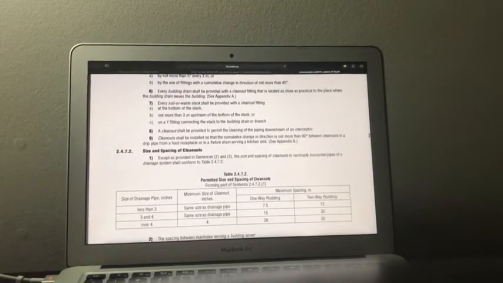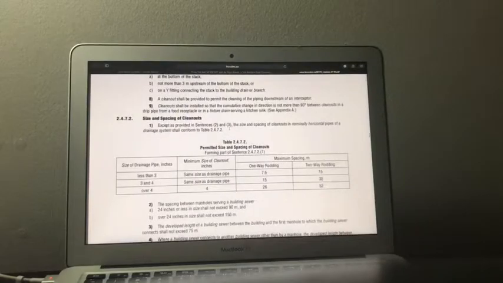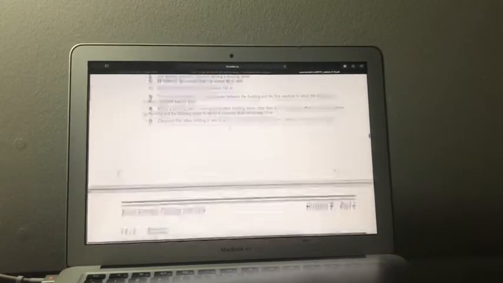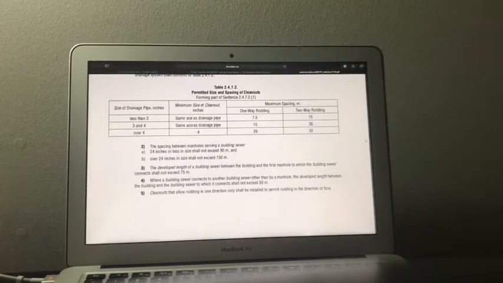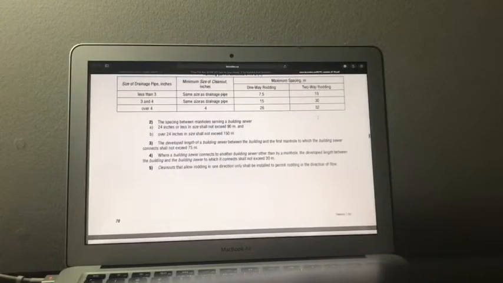clean out location, and you're going to see a code that will blow your mind. Okay, so take a look at this chart here. Maximum spacing, 15 meters for two-way rodding. So keep that in mind, less than 3-inch. Oh, here, keep this number in mind, sorry. Yes, this is the one you want to keep in mind.